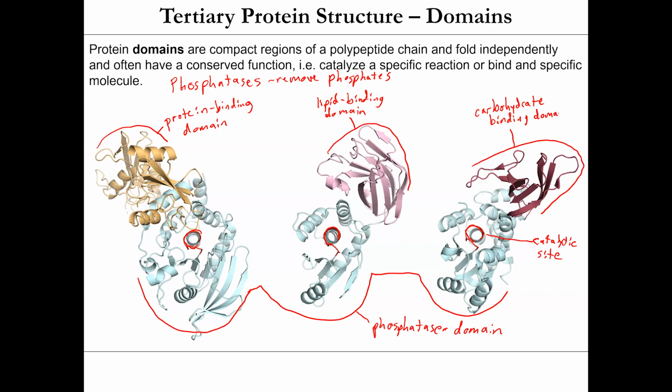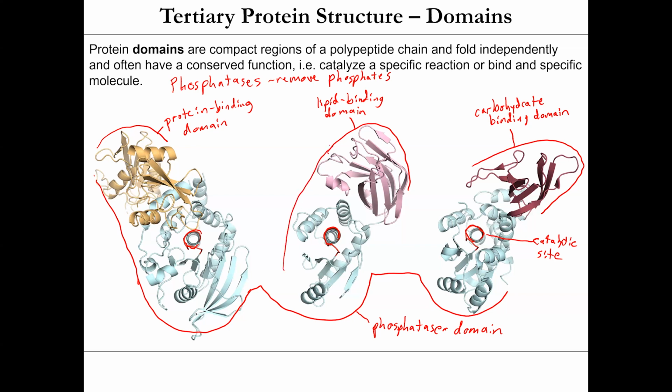So now you can sort of get a better idea of how domains work. So all 3 of these molecules are able to dephosphorylate or remove a phosphate group from different molecules, but each of them have an extra domain which will dictate what kind of molecules they remove phosphates from. So here on the left, I think this is PTP1B. This will remove phosphate groups from different proteins.